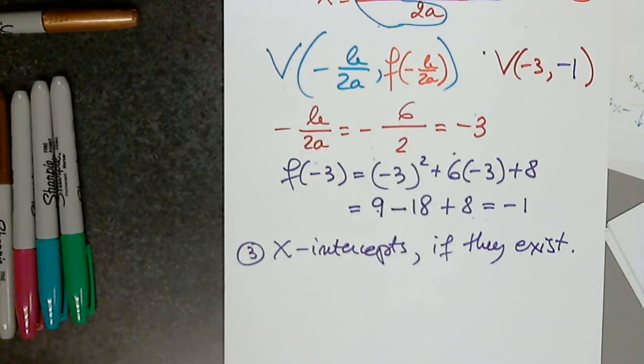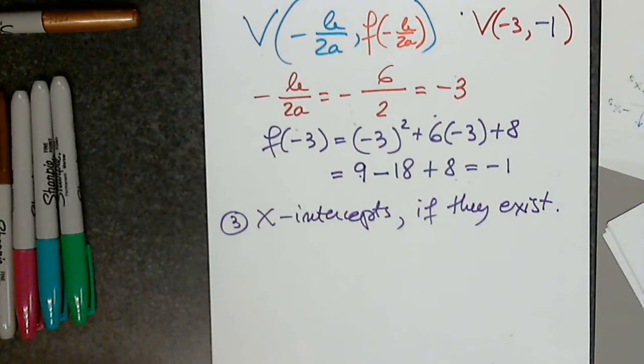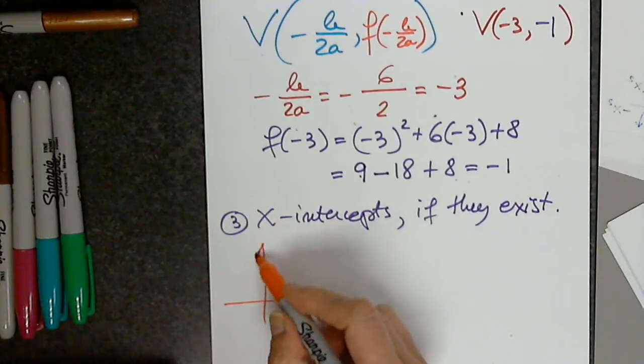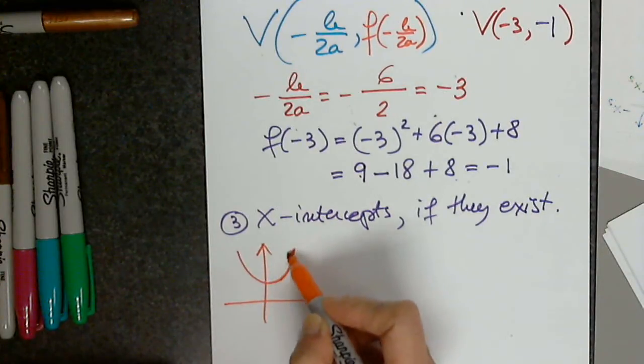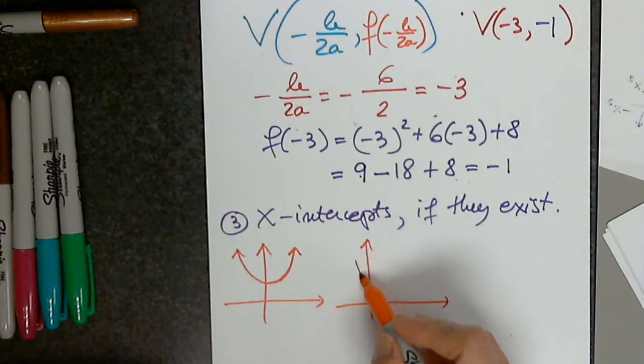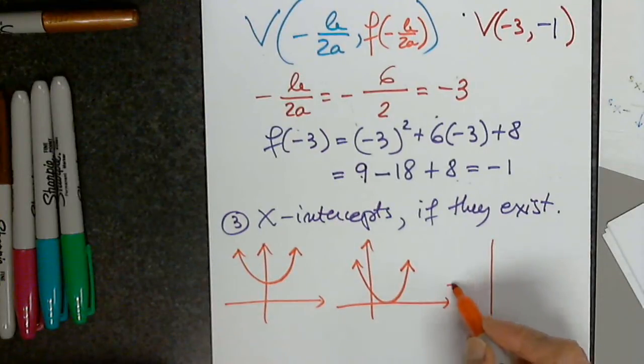Again, does this function have a maximum or a minimum? Minimum. There are 3 possibilities for a minimum. This is one. This is the other. And here's the last one.